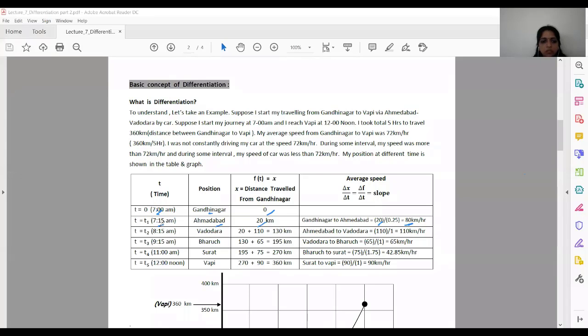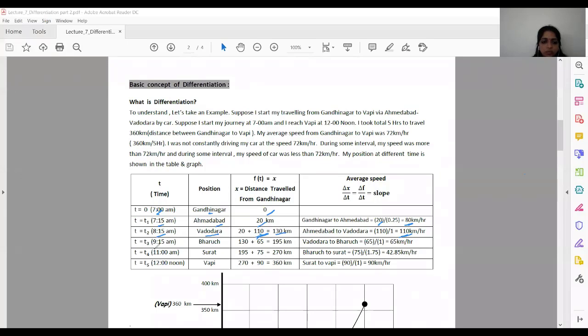After 1 more hour, so at 8:15 a.m., I reach Vadodara. So the distance between Ahmedabad and Vadodara is 110. The distance between Gandhinagar and Ahmedabad is 20, so the total distance between Gandhinagar and Vadodara is 130. So the average speed between Ahmedabad and Vadodara is 110 upon 1 hour, total time is 1 hour. So 110 by 1, the average speed between Ahmedabad and Vadodara is 110.